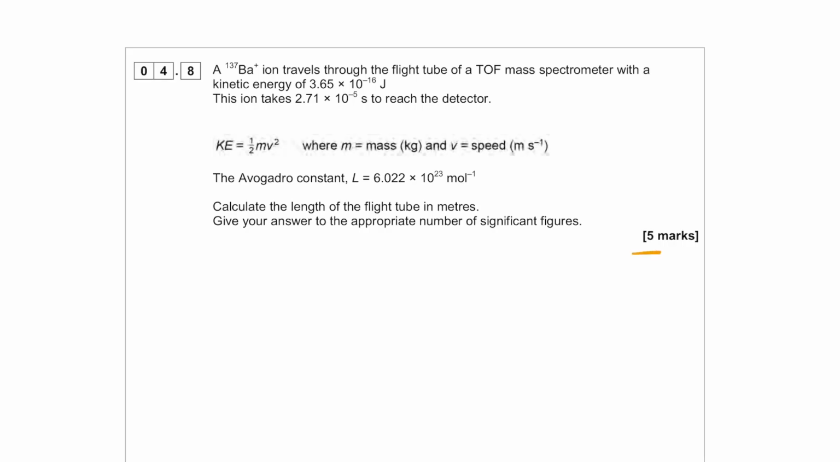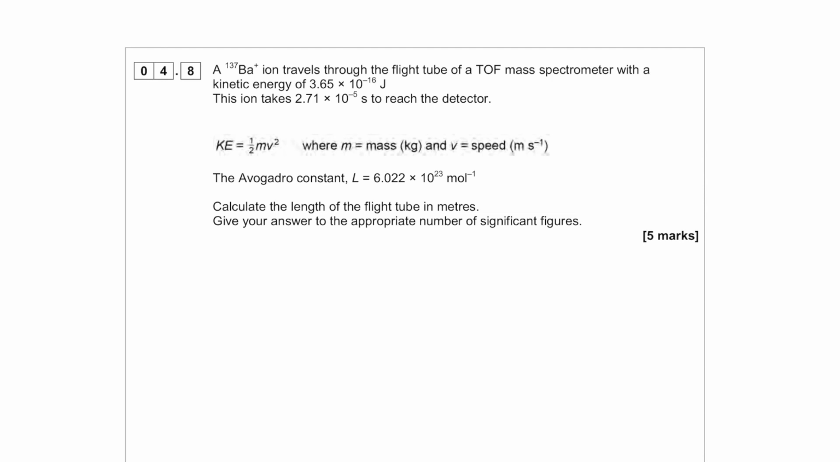And now the final style of calculation, as you can see, with 5 marks. Let's read the question and apply the approach that we always apply. Box the command words, underline key information, scribble down what we know, and then go. Let's read. A barium ion, that's key information, travels down the time of flight tube with a kinetic energy of 3.65 times 10 to the minus 16 joules. The ion takes 2.71 times 10 to the minus 5 seconds to reach the detector.